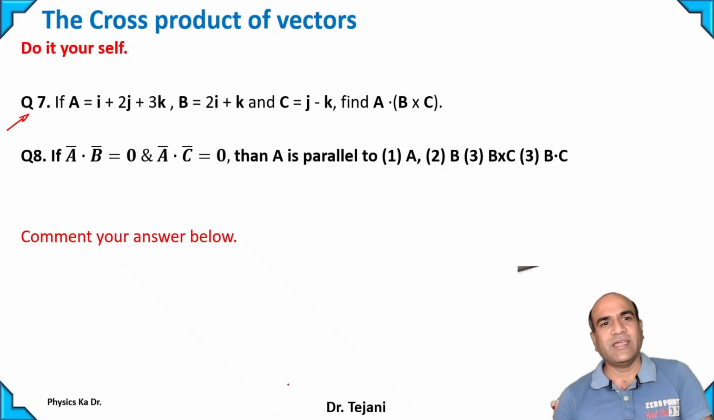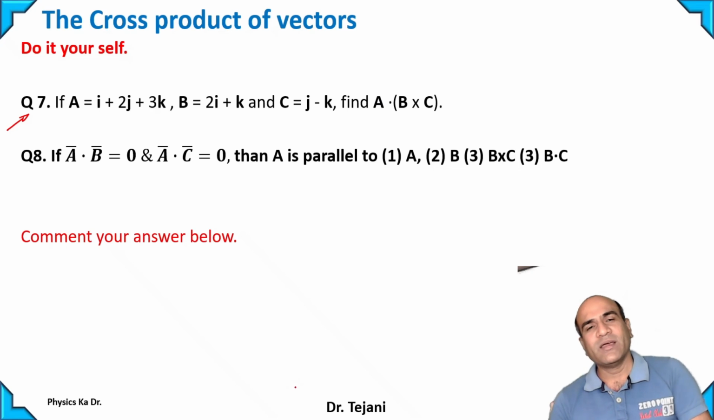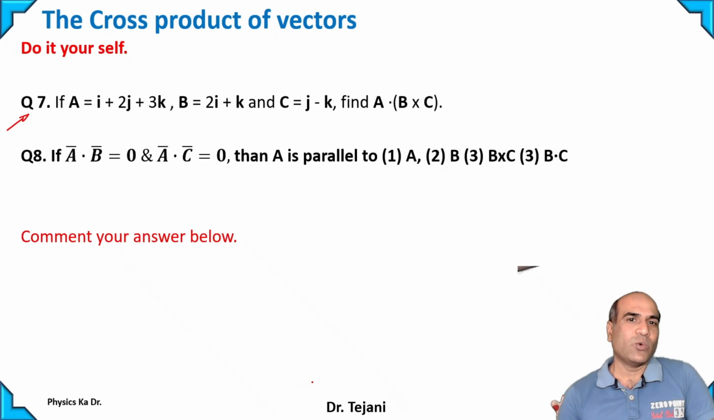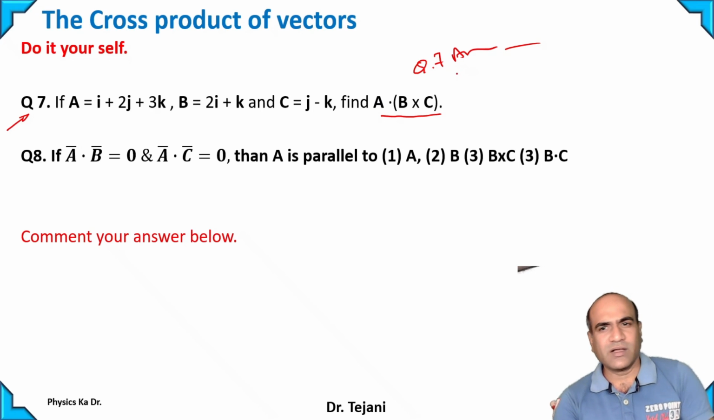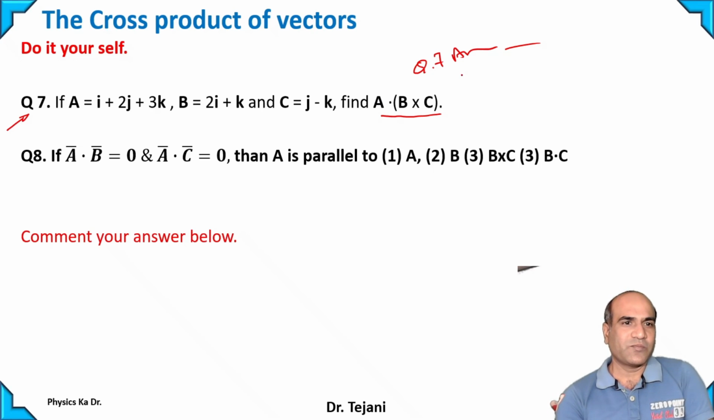Question number 7, a is equal to i plus 2j plus 3k, b is equal to 2i plus k, and c is equal to this. And a dot b cross c, this data is given. You solve this and comment me your answer like that. Question number 7 answer, it is this, or you may comment the full method also.